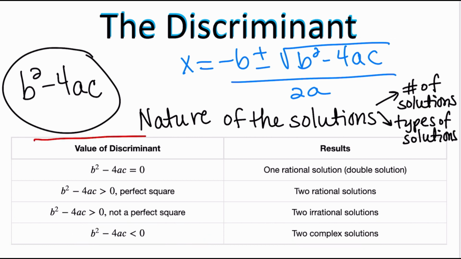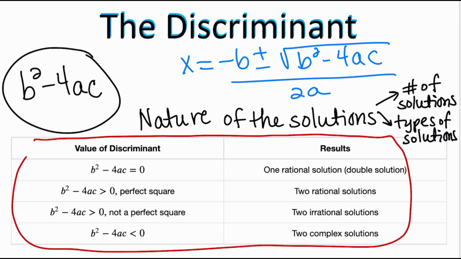This chart is something that you literally have to commit to memory as you continue with these problems. If the discriminant equals 0, that means there's one double root. It is a real rational solution. If the discriminant is a positive number that is a perfect square, that means you have two real rational solutions. If it is a positive number that is not a perfect square, you have two irrational solutions.